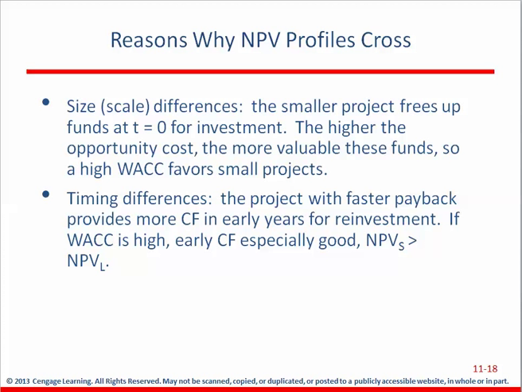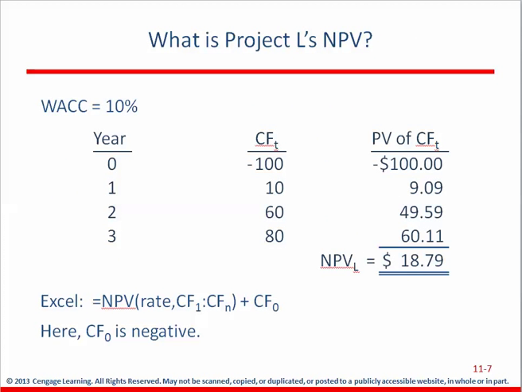Okay, so why do they cross? Well, in this case, they crossed because the pattern of the cash flows was different. We had a timing difference. They can also cross if the size of the projects is different, but this one we didn't have that because the size of the projects was both $100 million.